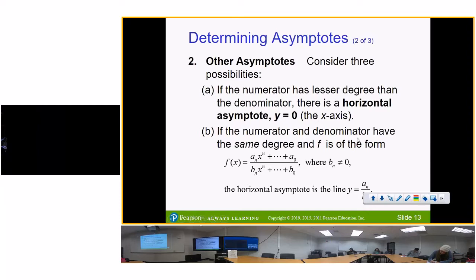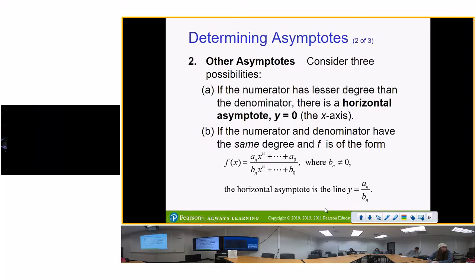If the numerator and denominator have the same degree, then the horizontal asymptote is going to be the coefficients. There it is. There's what I was thinking. All right, so I'll give you an example of both.